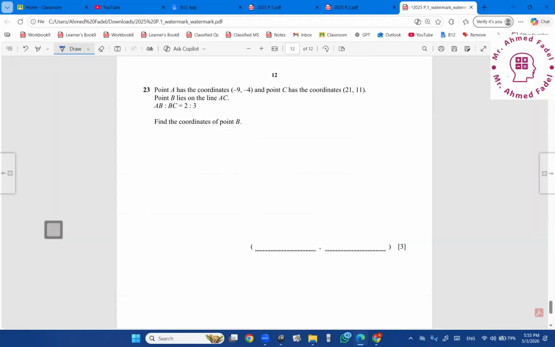Here with the last question. The last question here says to you that point A has the coordinates -9, -4, and point C has the coordinates of 21, 11. Point B lies on the line AC, so from AB to BC. Look at that, I'm going to say A, and the last one is the C. You must notice one thing about the ratio. The ratio is telling you that the line consists of how many parts? Your line consists of 5 parts, 2 parts for AB, 3 parts for BC. So I got 5 parts. You don't have to divide them equally, but this is just to help you.